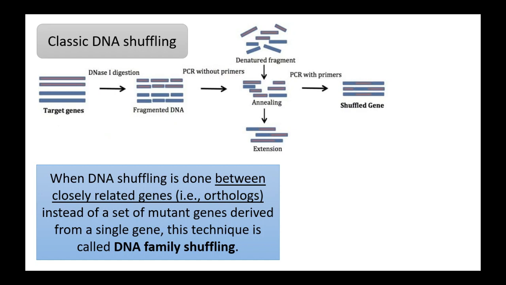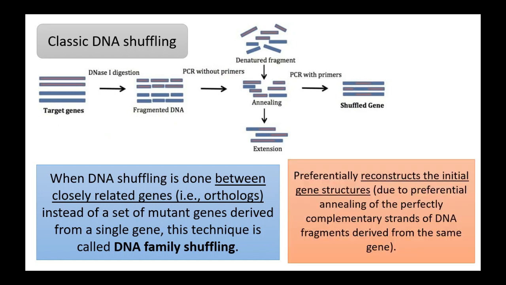Finally, we use PCR without primers to get full double-stranded DNA. Then we can modify 5' and 3' ends using tailed primers in order to incorporate these mutant genes into the plasmids. One difficulty in DNA family shuffling is a strong tendency for this method to reconstruct the initial gene structures.